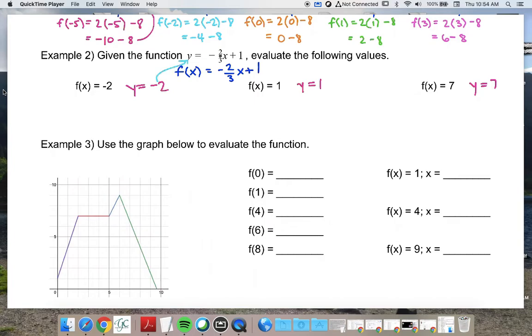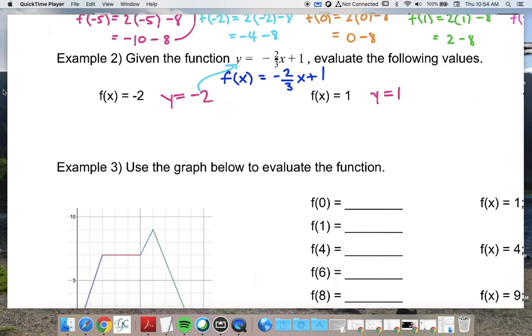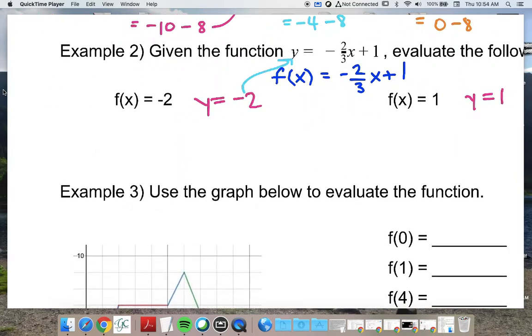So we're going to take that y value and plug it in on the other side of the equal sign, so that our equation is now going to read negative 2 is equal to negative 2/3 x plus 1. And now we're just going to get x by itself. So using our solving steps, we're going to work backwards through PEMDAS. So we're going to subtract that 1 first. So we have negative 3 is equal to negative 2/3 x.